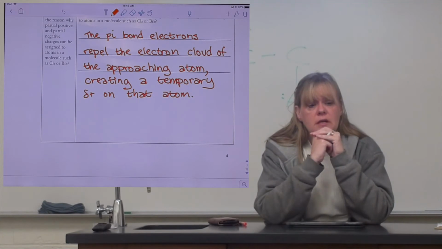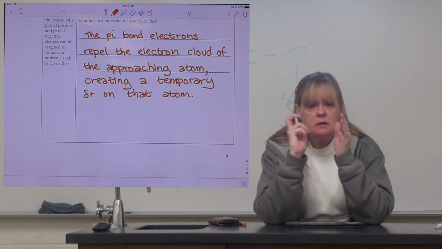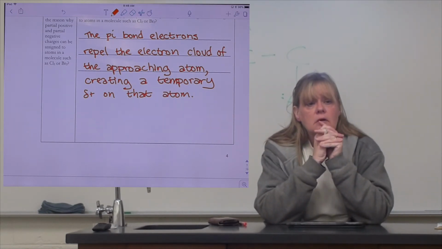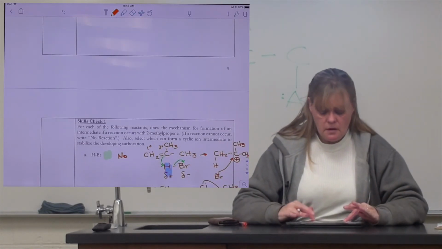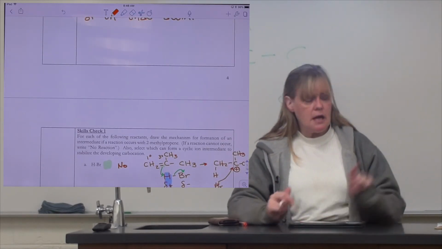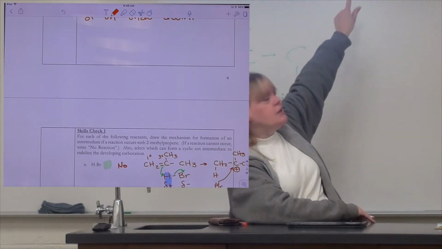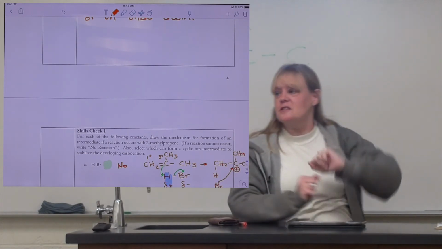Since we're kind of short on time, B would be a cyclic ion. What about A? The electron deficient atom that you're adding on there is hydrogen, and hydrogen doesn't have a non-bonded pair, so that's why you're stuck with a carbocation. See how that works?